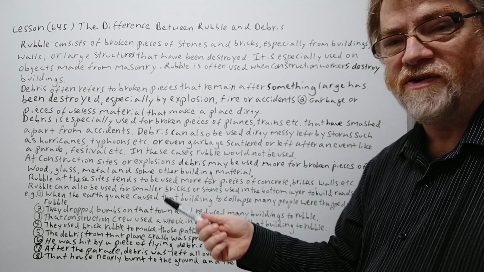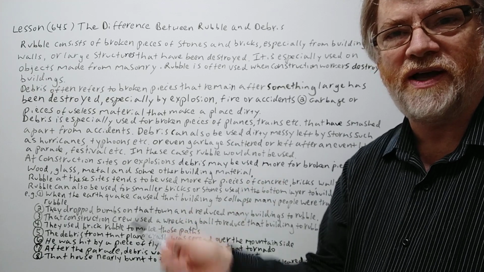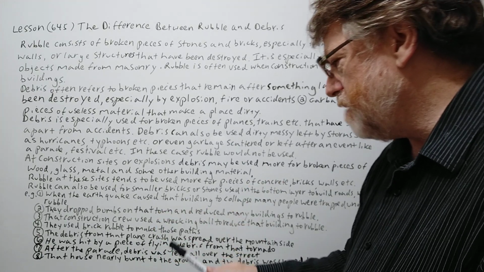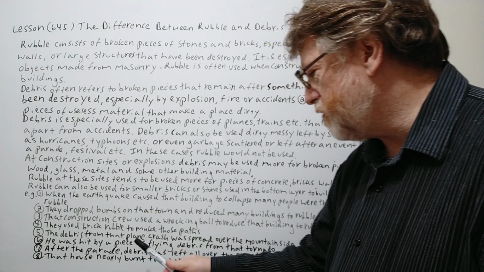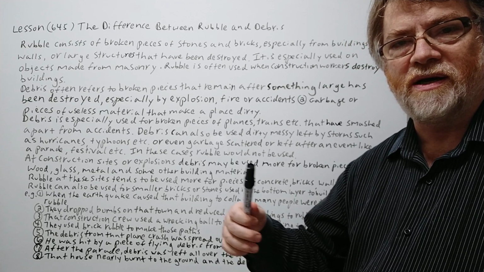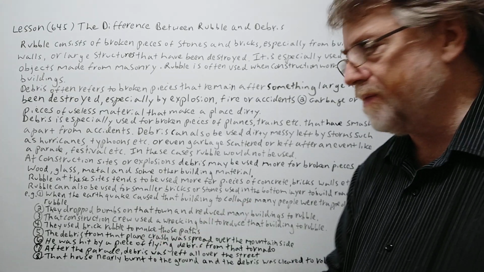So this could be pieces of wood or metal or something just flying around that got picked up by those strong winds. Okay. Number 7, after the parade, debris was left all over the street. All right, now this is more like the garbage that's scattered everywhere.